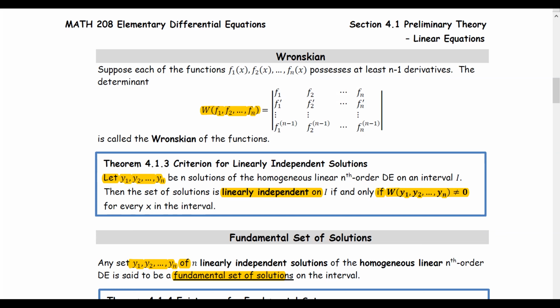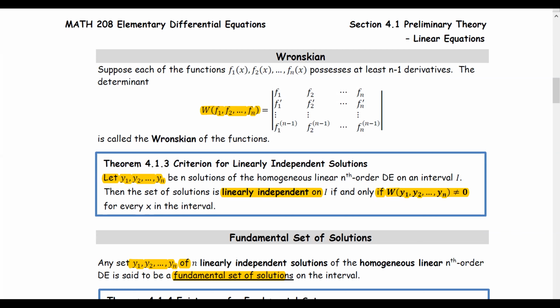Criterion for linearly independent solutions. Let y1, y2, all the way to yn be n solutions of the homogeneous linear nth-order differential equation on the interval I. Then the set of solutions is linearly independent on I if and only if the Wronskian W of all the solutions is not equal to 0. And how do we find the Wronskian of the solutions?